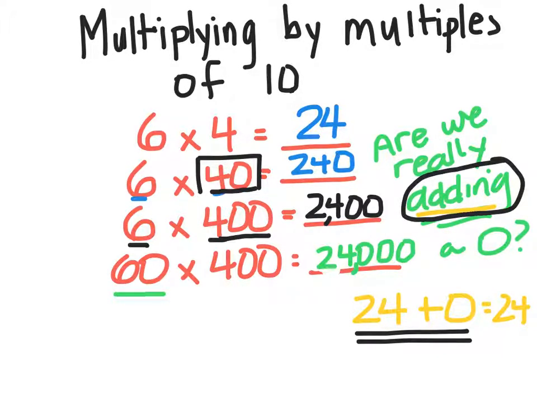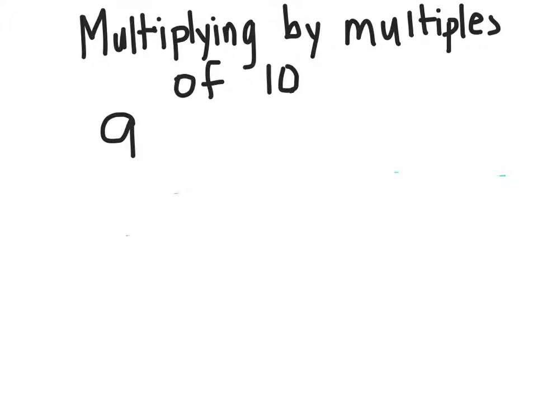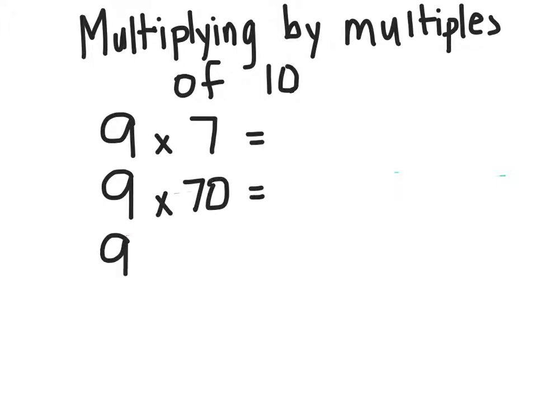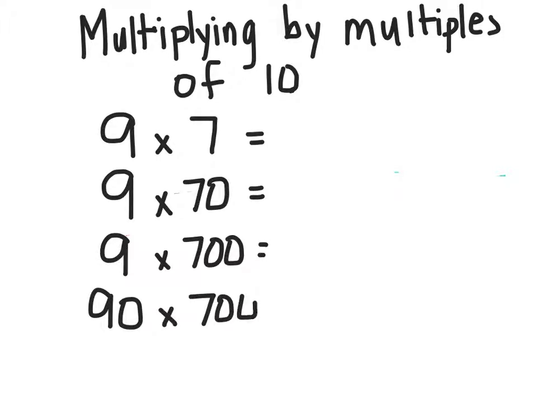All right, so let's do another one together. Go ahead and write these down, and then you can pause the video and solve it if you want. So we're going to do a 9 times 7, a 9 times 70, 9 times 700, and then a 90 times 700. Okay, so go ahead and pause the video and solve those.